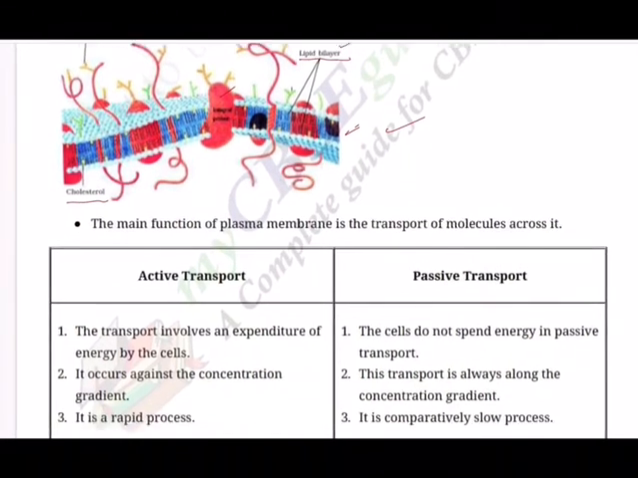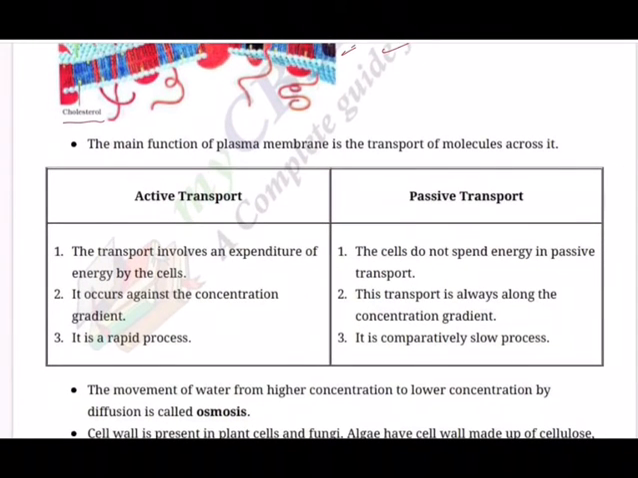The main function of plasma membrane is the transport of molecules across it. So the main function, transportation, is making the molecules move from one area to another. In that, two forms are there: active transport and passive transport. The transport that involves an expenditure of energy by the cells is active. Active means ATPs are spent. Passive, the cells do not spend ATP in passive transport.